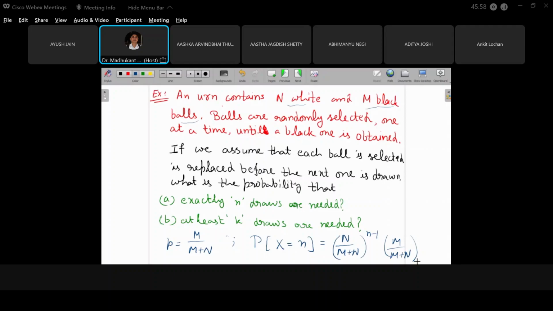Now similarly, if you require at least k draws, in this case you are interested in the probability that X is greater than or equal to k. At least k means X greater than or equal to k, which you can understand as 1 minus the probability that X is less than k. Now you know that m by m plus n will come out, and the rest of the thing will be like a geometric series with some k minus 1 terms. And you know how to sum up a geometric series with a known common ratio. Okay, right.